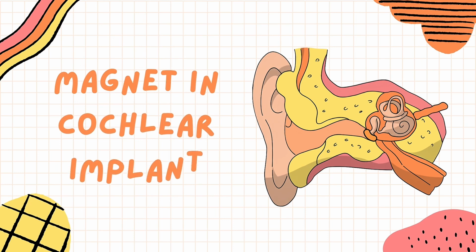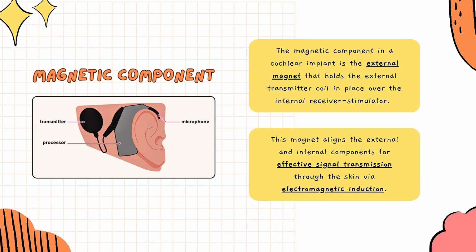We will present to you magnet in cochlear implant. As you can see, this is the position of cochlear implant on a person. The magnetic component in a cochlear implant is the external magnet that holds the external transmitter coil in place over the internal receiver stimulator. Other than that, this magnet aligns the external and internal components for effective signal transmission through the skin via electromagnetic induction.